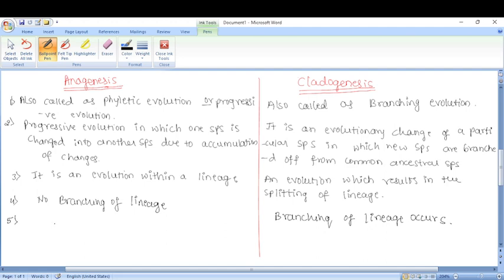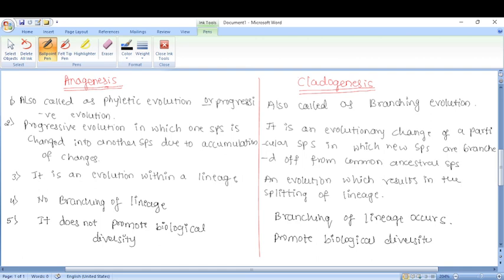Anagenesis does not promote biological diversity, whereas cladogenesis promotes biological diversity. This is about the differences between anagenesis and cladogenesis.